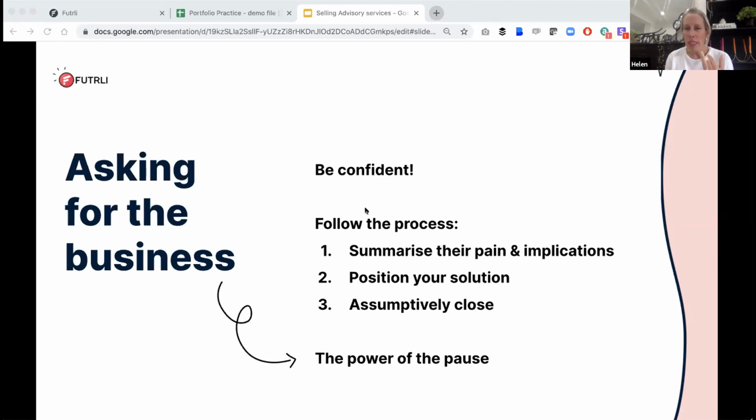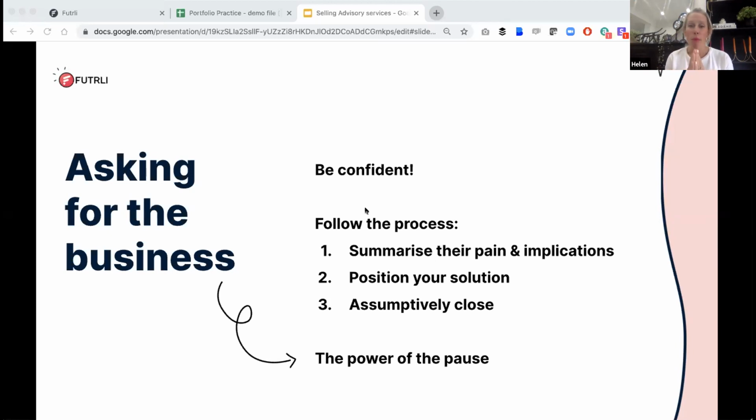Do you agree that we need to prioritize this forecast and meet again on Thursday to review and plan your next steps? As simple as that. Very clean, very in control, and very directed. And finally, once you have asked for the business, stop talking. And that's from me as well. Stop talking. Let them breathe and just think.